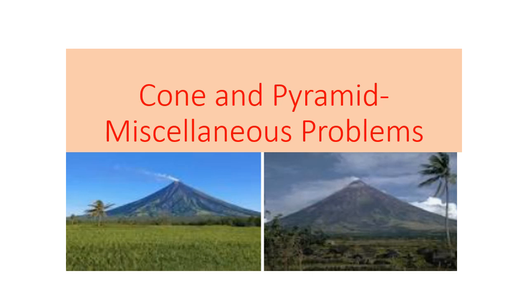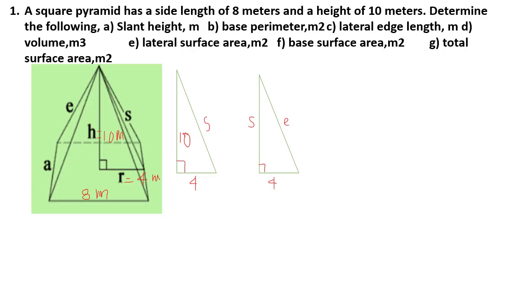Cone and pyramid, miscellaneous problems. So we'll take up problems on cone and pyramids. A square pyramid has a side length of 8 meters and a height of 10 meters. Determine the following.